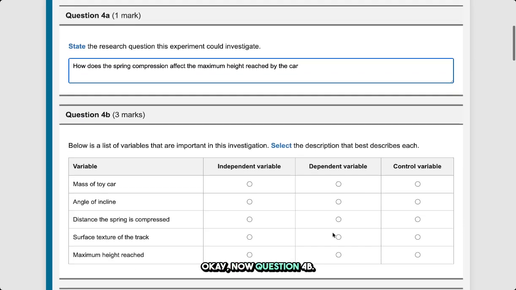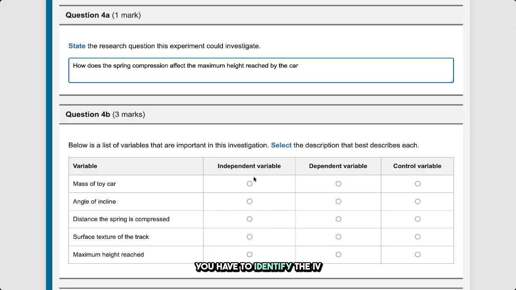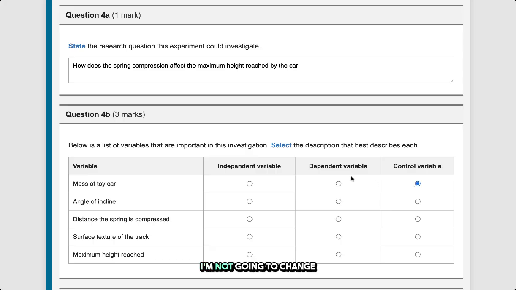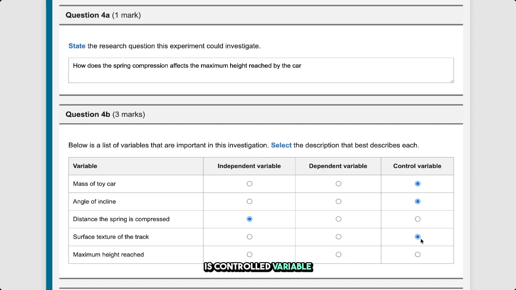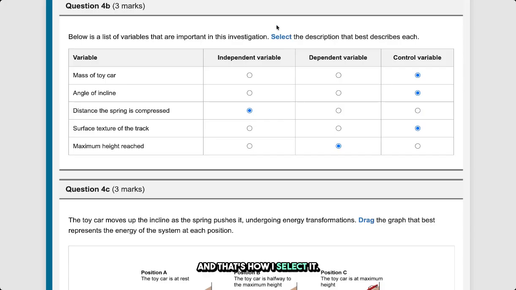Now question 4b: you have to identify the IV, DV, and CVs. Mass of the car is obviously going to be a control variable, as I'm not going to change it. Angle of incline, control variable. Distance the spring is compressed, yes, that is my independent variable, as the spring compression affects the height. Surface texture of the track is a controlled variable. And maximum height reached, of course, is my dependent variable, and that's how I select it.